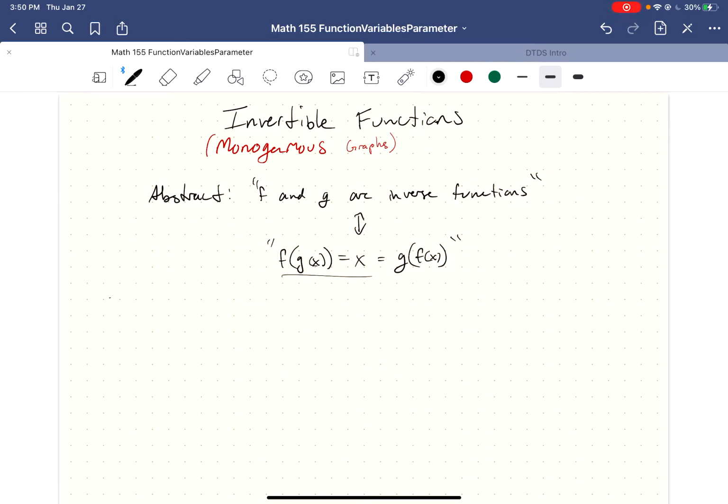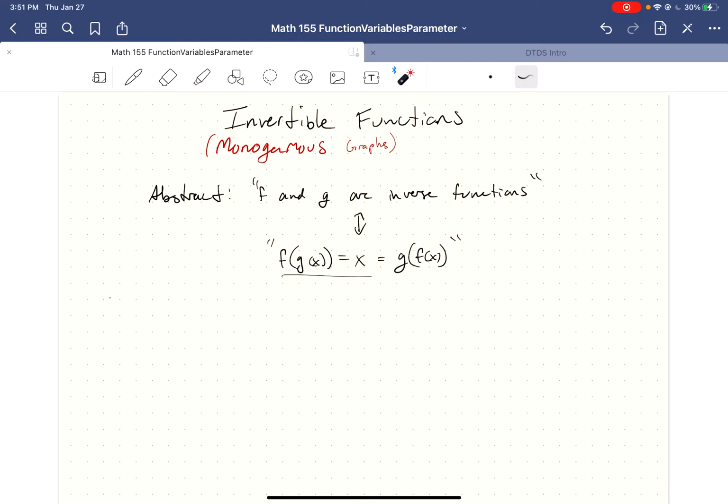All right, so I want to talk more about invertible functions because I feel like I didn't do them justice. For example, I didn't say what the actual mathematical definition of inverse functions is. So we say f and g are inverses of each other, or inverse functions, if exactly this condition: f of g of x is equal to x, or similarly, g of f of x is equal to x.